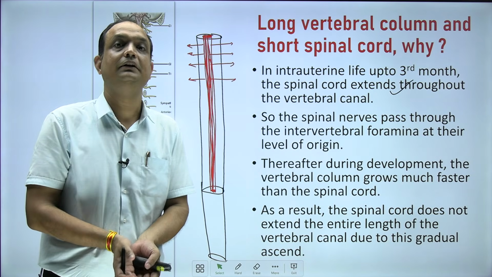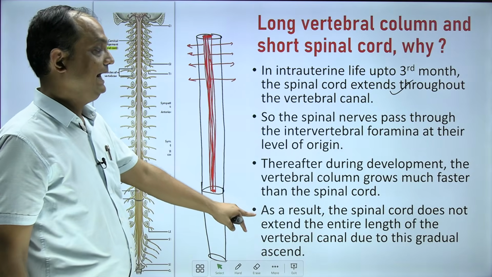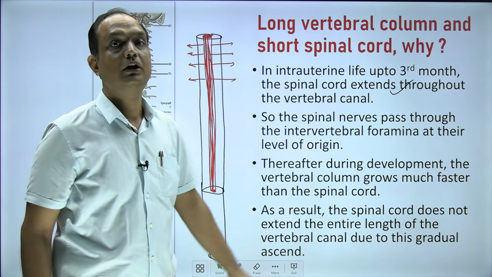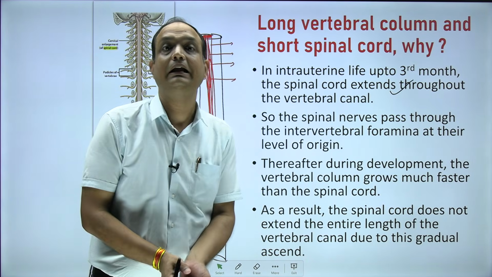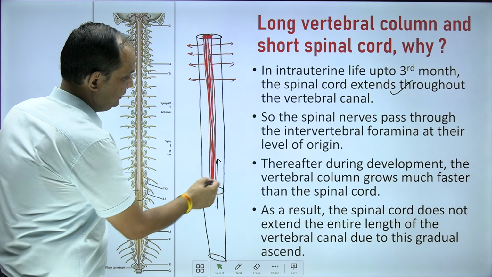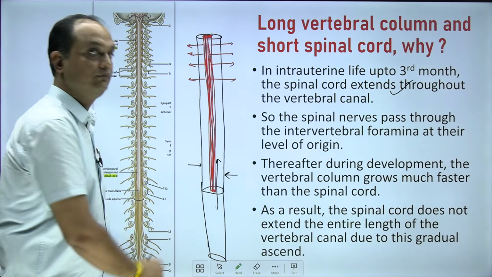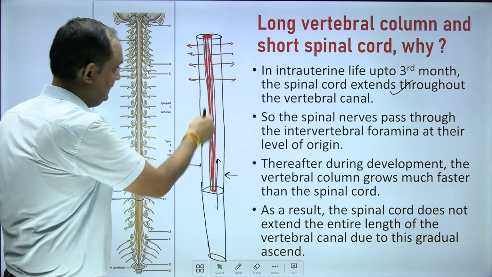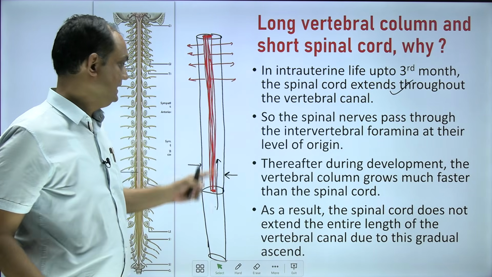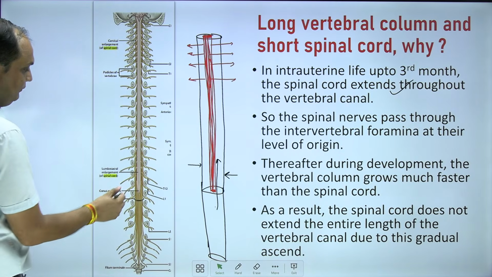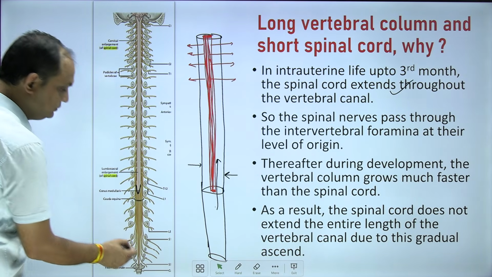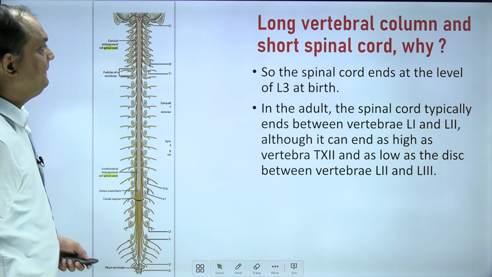So you will find there is a relative ascent of the spinal cord, and as a result the spinal cord does not extend the entire length of the vertebral canal, due to gradual ascent. Why is there a gradual ascent? Because this outer tube elongates faster and the spinal cord is not growing as rapidly as the bony canal. Finally, this is the lower end of your spinal cord while the bony canal grows downwards. So what is the impact of this?